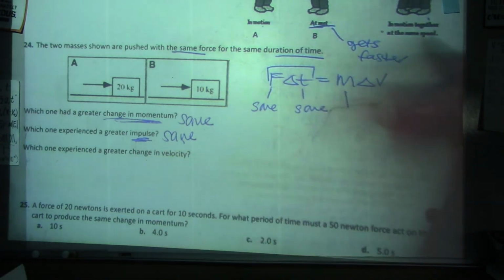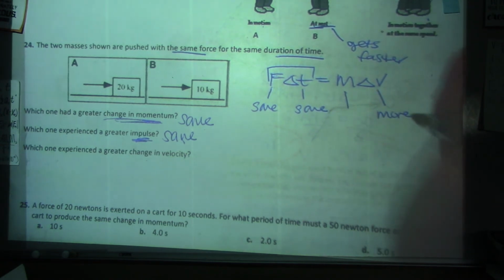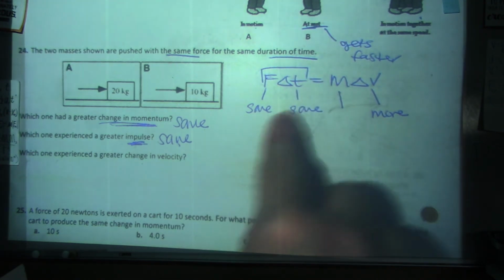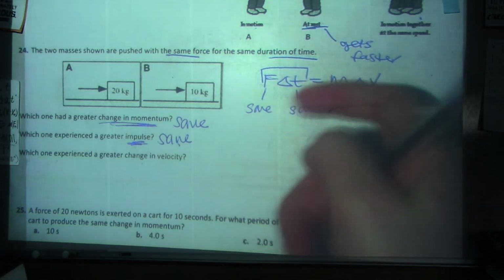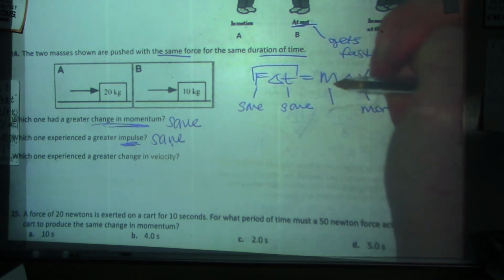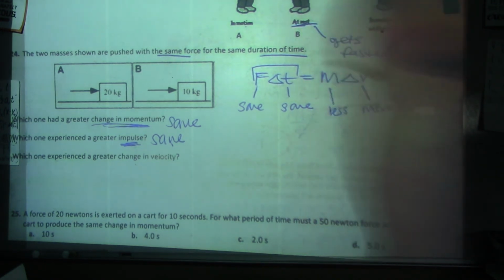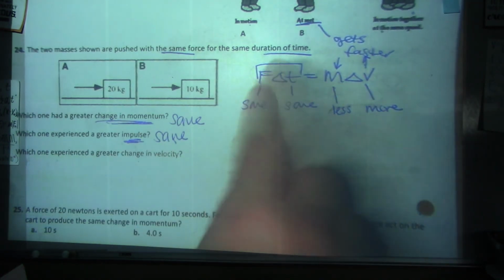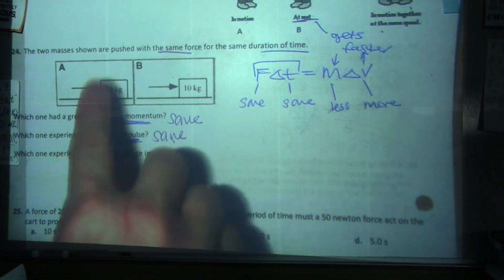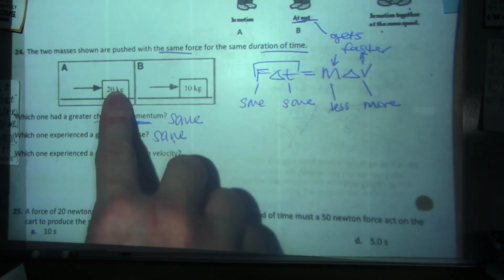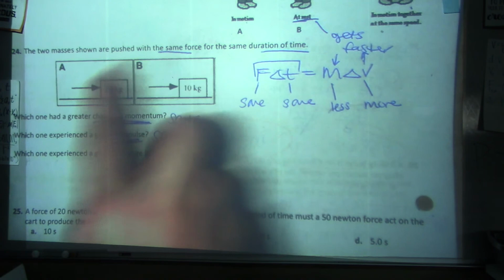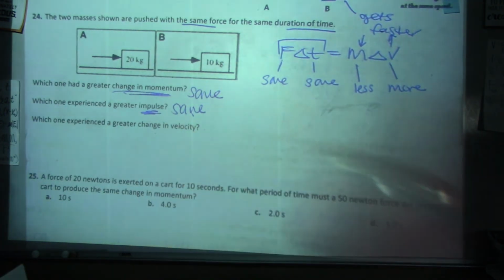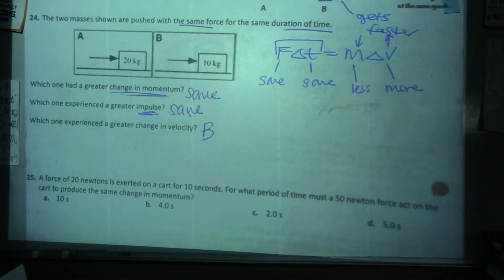So let's think, I want more change in velocity. I want to know which one goes off at a faster speed after that same force for the same amount of time. I want them to still be equal on this side, so if this is more, then that means the mass must be less, because this going up and this going down balances out to equal on the other side. You also can think about it's harder to get this one going faster because it weighs more. So if they have the same force for the same amount of time, this one would end up going slower and this one faster. So greater change in velocity was B because it has less mass.